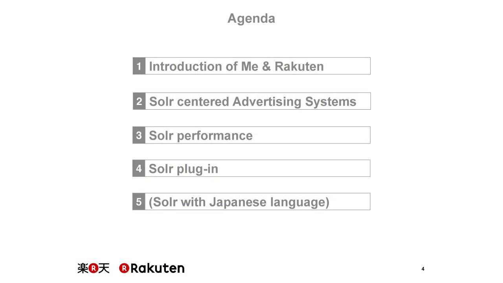The fourth topic is Solr plugins. We have implemented some Solr plugins for our own use, such as a response writer and a search component, and I'll share them. And the last topic is just for time adjustment. As long as time allows, I'm going to talk about how to use Japanese in Solr. Okay, so let's get started.